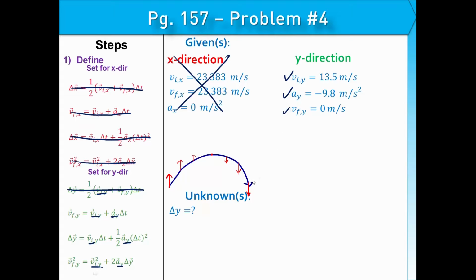Next, I need final velocity in y. This equation has it. This equation doesn't have it, so I'll cross it out. And this equation has it right here. And finally, I need displacement. This equation does not have displacement. I'll cross it out. Displacement is right here. So it looks like I'm going to be using the 4th equation to get my unknown, the y displacement.